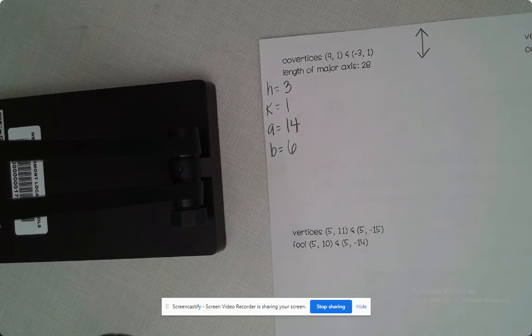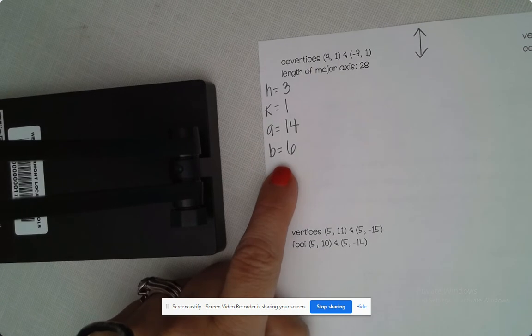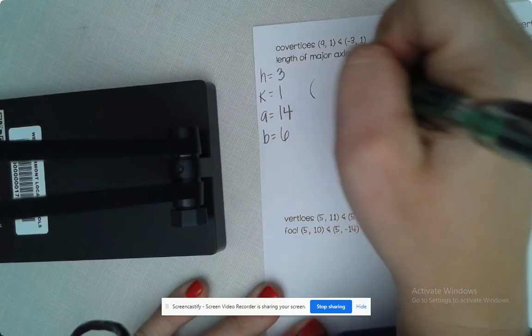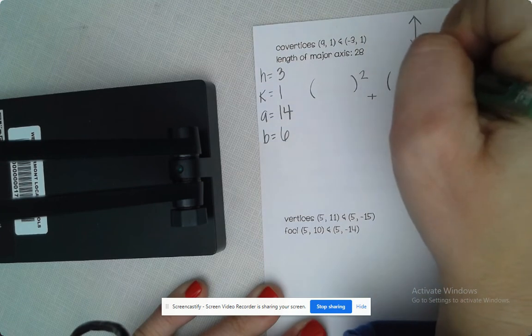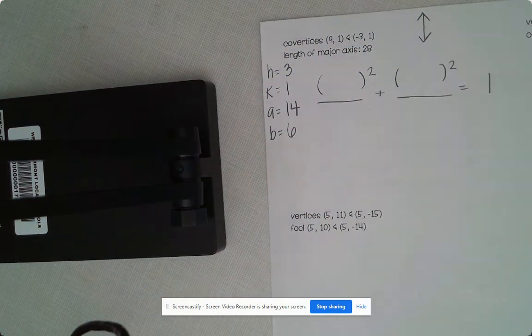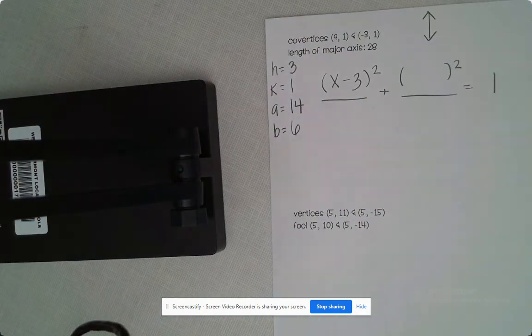But if you stop here, are you done? No, you got to write your equation. So it's going to be, what goes first? X minus 3 over what?